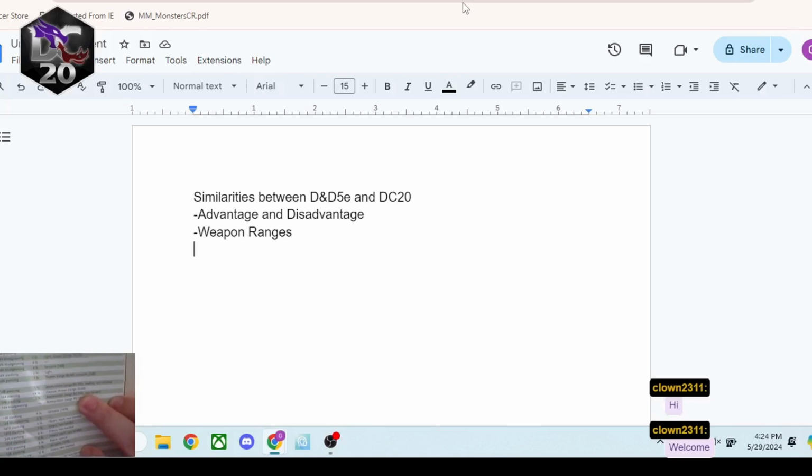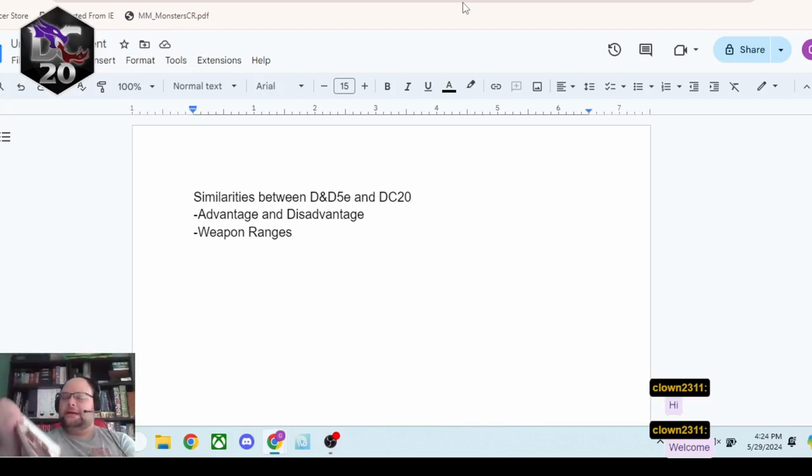See how it's in parentheses, range 80/320. That is how the range increments are done in DC20 again, except that it would be in spaces. So that, like 80, I believe would be 14 squares for the normal. Although a short bow in DC20, I believe, is less than that. I think it's only 12 spaces, actually.